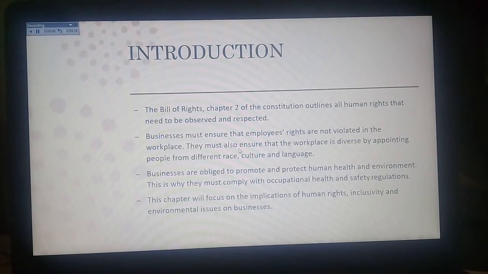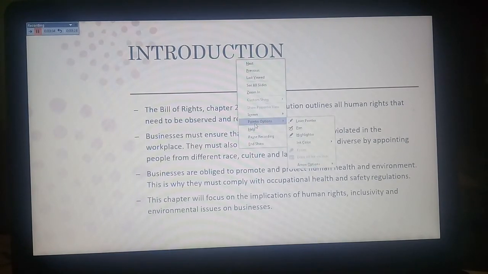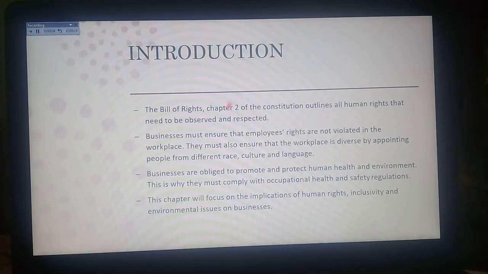Alright, they are telling us that human rights, inclusivity and environmental issues. Alright, the Bill of Rights, chapter number 2 of the Constitution, outlined that all human rights need to be observed and respected. Alright, human rights. All of us in South Africa, we know from 1994 we all gained what we call human rights, which were given by the Constitution, which was drawn up on or prior or after 1994.